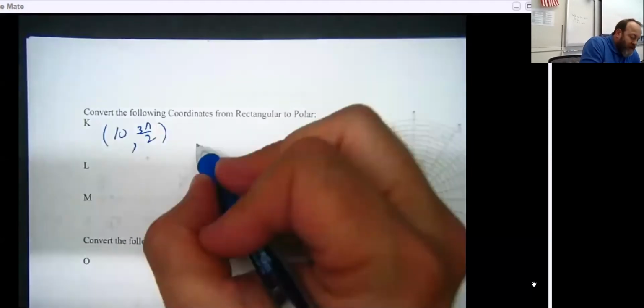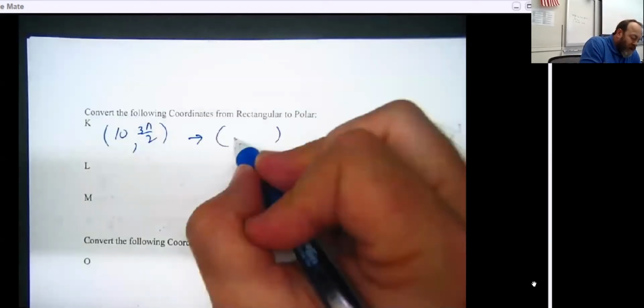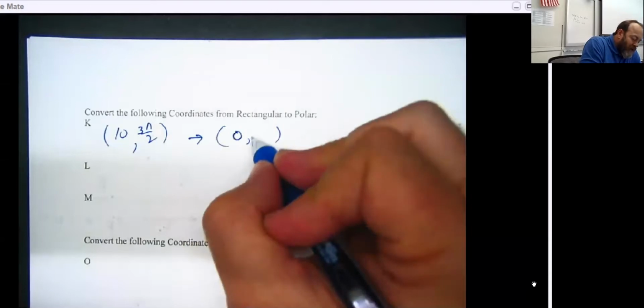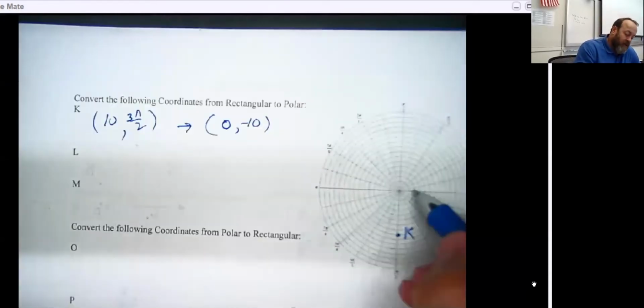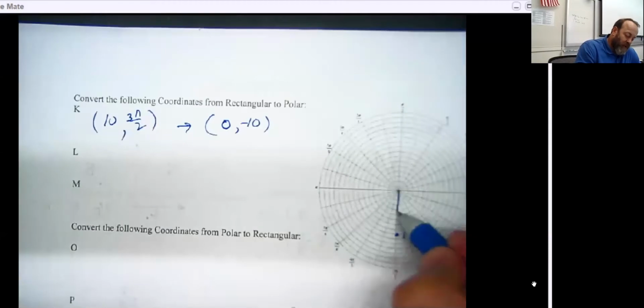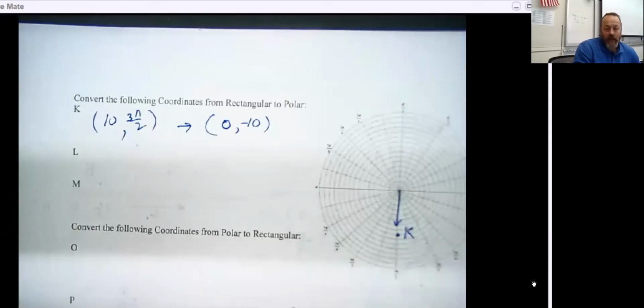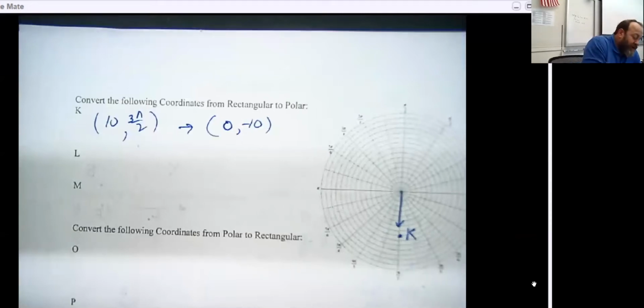Well, somebody else would say, well, wouldn't it have been easier for you just to go straight down 10 units? Notice that literally I didn't move to the left or right at all. I just simply went down 10 units. That would create exactly the same location. That one was, of course, very, very simple.